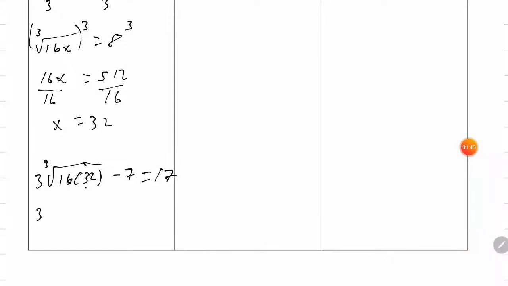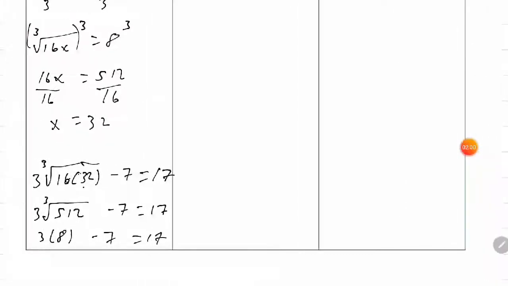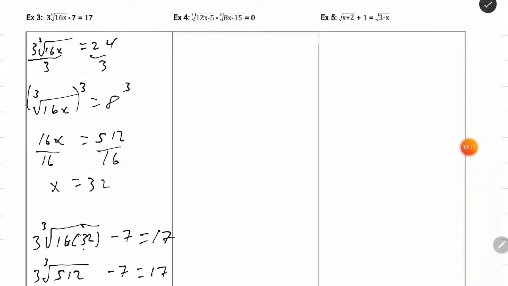Okay, so inside the cube root, we get some big number, 512. And then minus 7. Cube root of 512 is 8. So 3 times 8 minus 7. Does that equal 17? 24 minus 7 does indeed equal 17. Alright, next one.